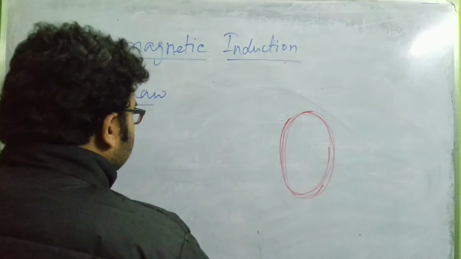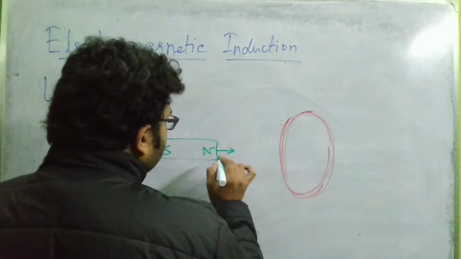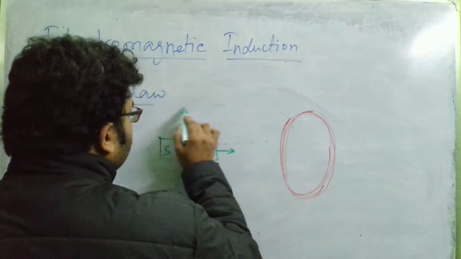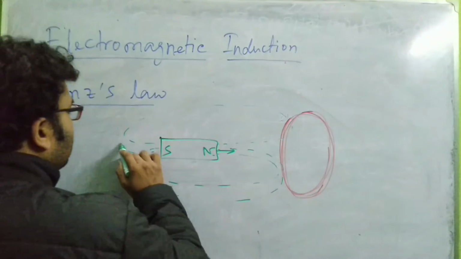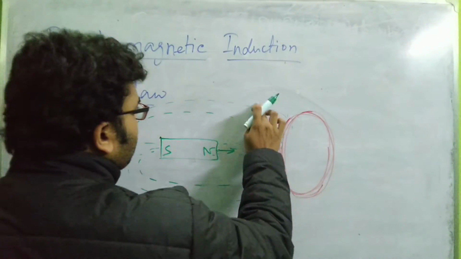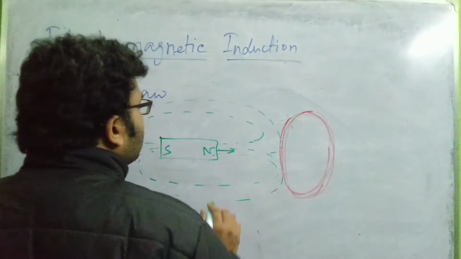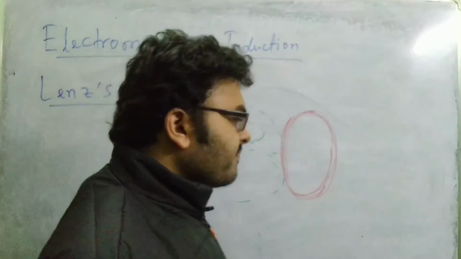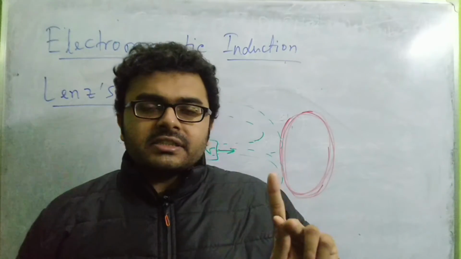Say consider this is the magnet, this is the north pole of the magnet, this is the south pole. Now when the magnet is moving towards this conductor, there is a relative motion between the magnet and the conductor, isn't it? Now the magnetic field lines are like this. The magnetic field lines cut the conductor when you move the magnet near the conductor, and more magnetic field lines start cutting the conductor. As the number of field lines cutting the conductor changes, EMF is induced.